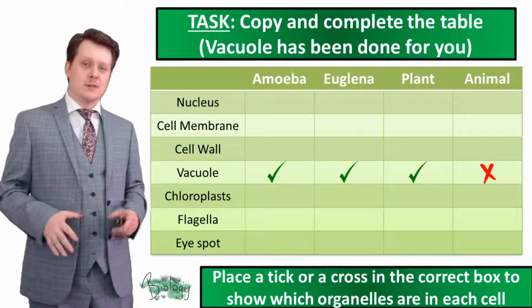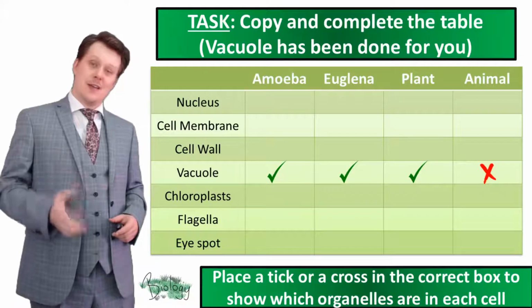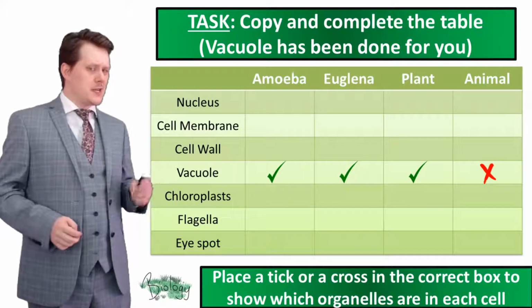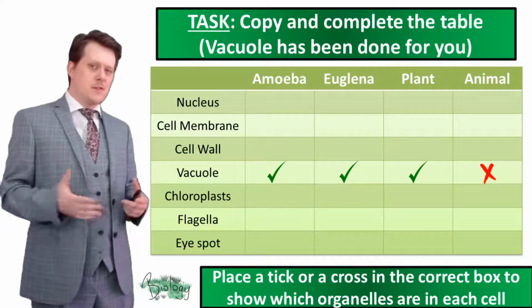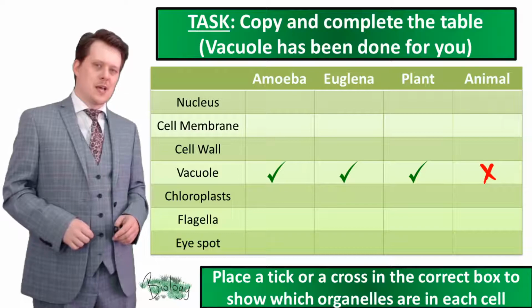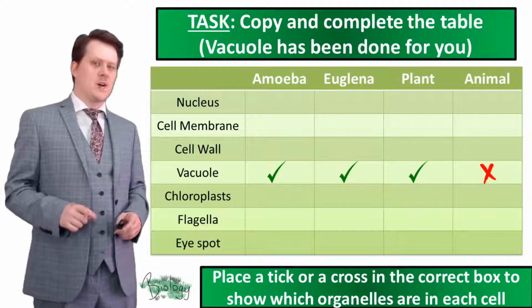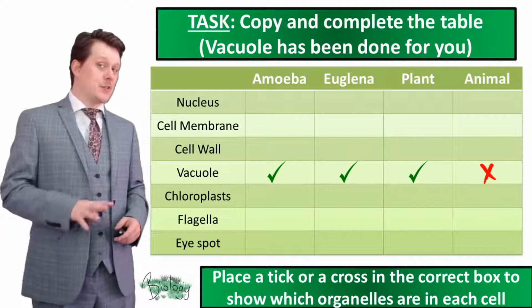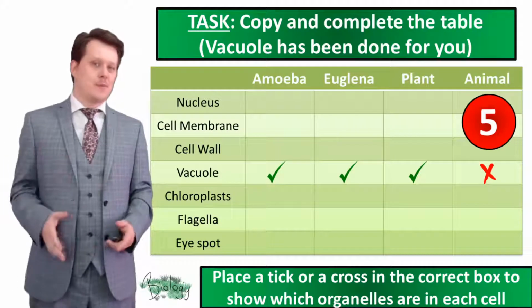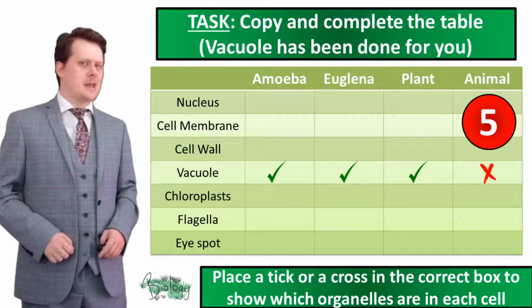Because our vacuole is found in our euglena, we're going to put a tick in euglena. Because our vacuole is found in our plant, we're going to put a tick in our plant. But there's no vacuole in an animal cell, so we're going to put a cross in our animal cell. So you need to put a tick or a cross in the correct box to show which organelles are in each type of cell. I'm going to put 5 seconds on the clock, and if you need more time, pause the video, and when you're finished, we'll go through the answers together.